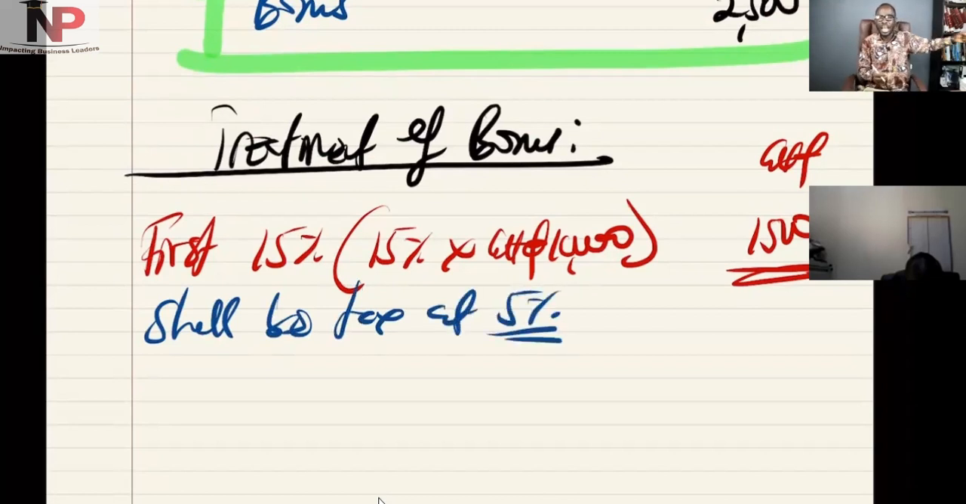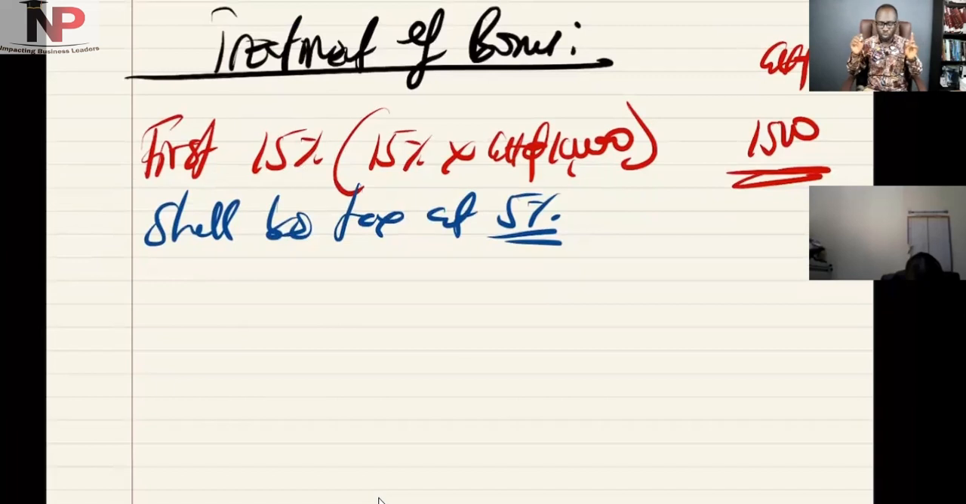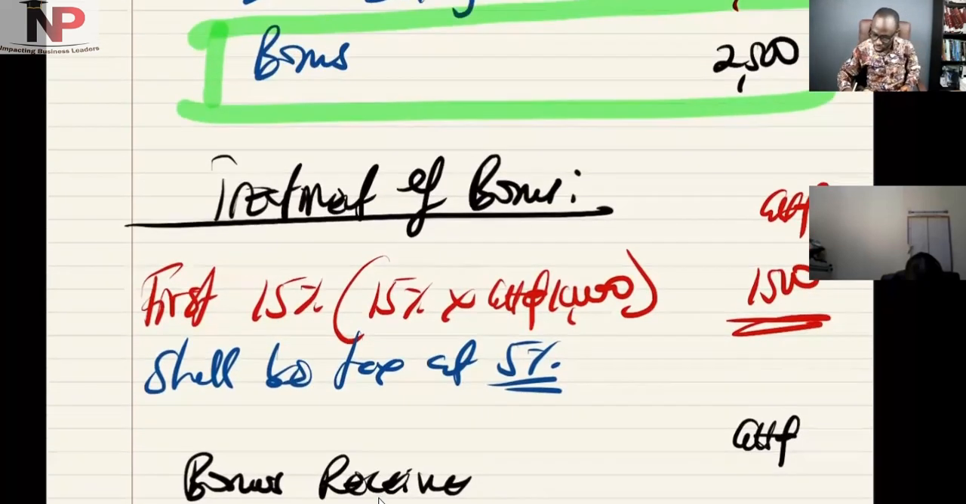So withholding tax by the entity, they withhold this tax and remit it to the Commissioner General. That's what we're talking about here. They will remit this tax and send it to the Commissioner General. Now, stay with me. But then, what do we do then? So, bonus received is 2,500.